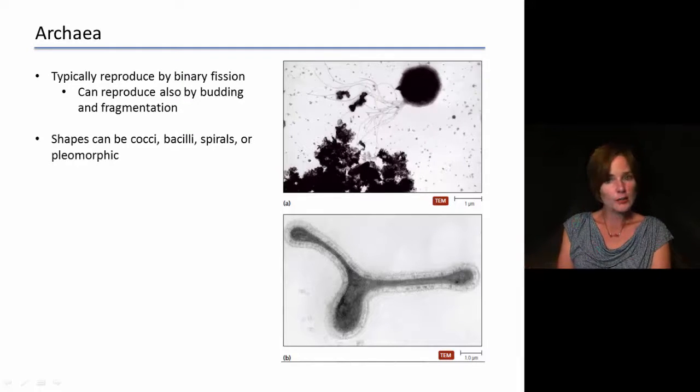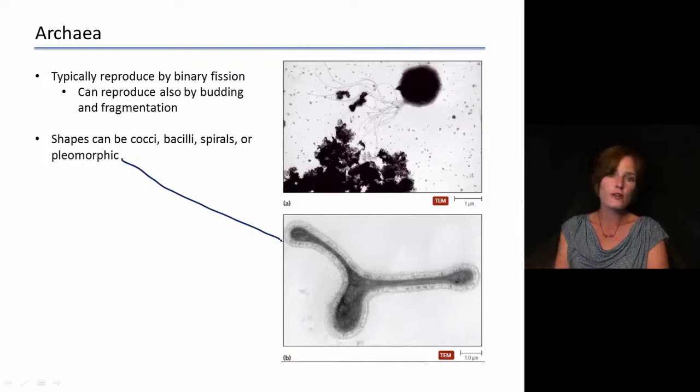They can have different shapes. They can be cocci, they can be bacilli, they can be spiral, they can be pleomorphic. So in other words, they can be spherical, they can be rod shapes, they can be spirals, they can have a variety of shapes, is what we're saying there. And we do have the variety of shapes, or the pleomorphic, in this image right here. Notice it's just an overall very odd shape. That's characteristic of pleomorphic organisms.